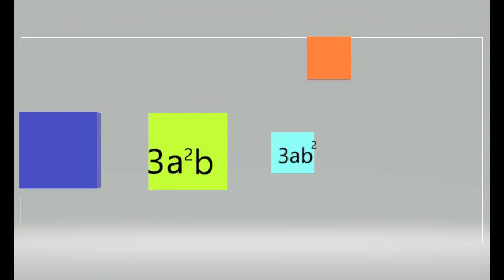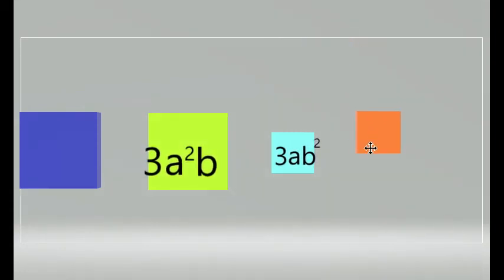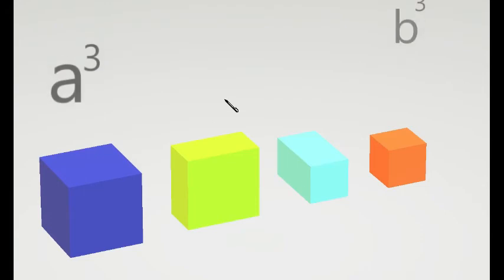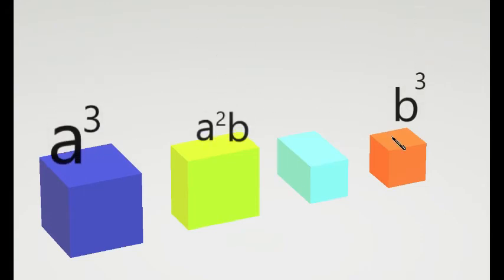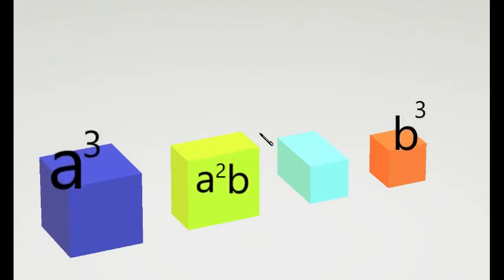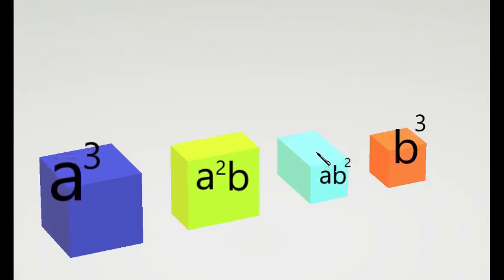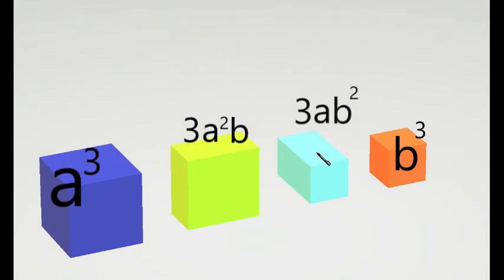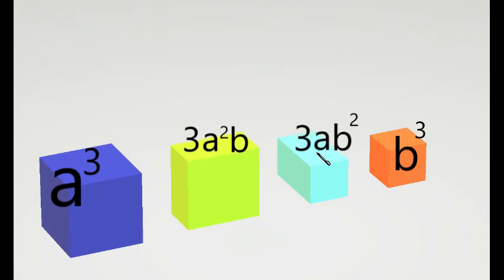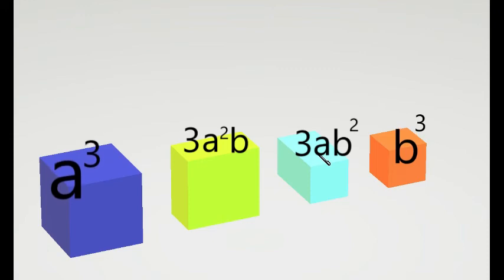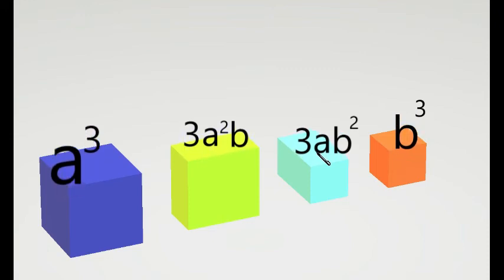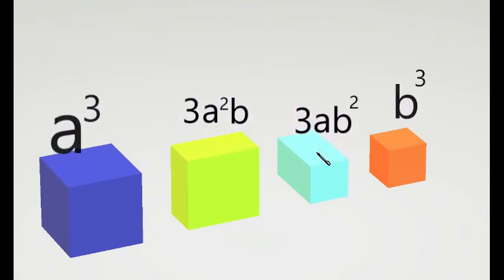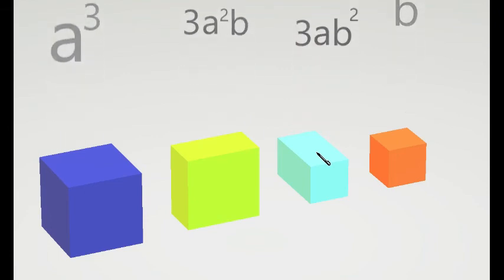cuboid too. Finally, we have these four shapes: a cube, b cube, a square b, and ab square. However, we had 3 a square b and 3 ab square, hence we write 3 a square b and 3 ab square. Two things that I presume that you know are the volume of a cuboid, which is length into breadth into height, and the volume of a cube, which is side cube.